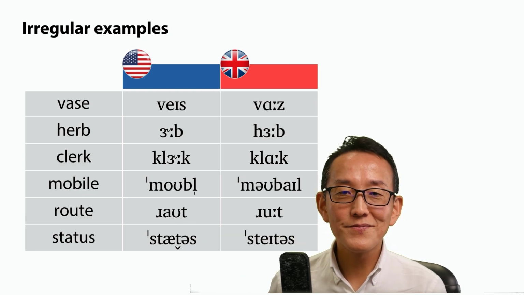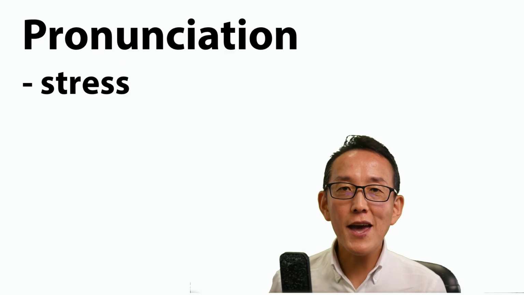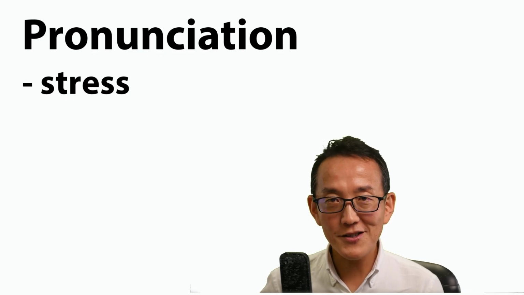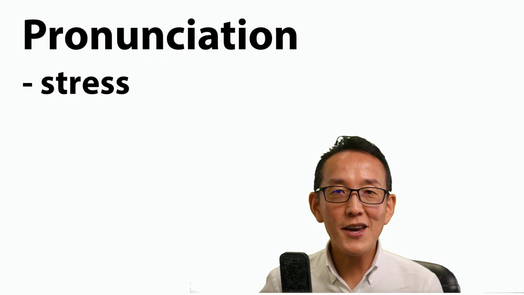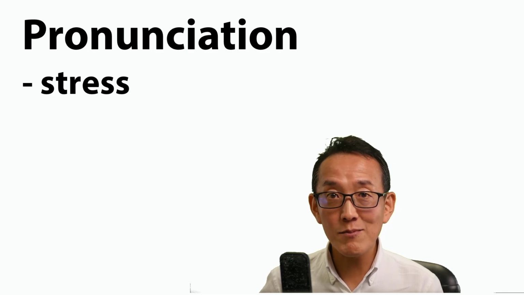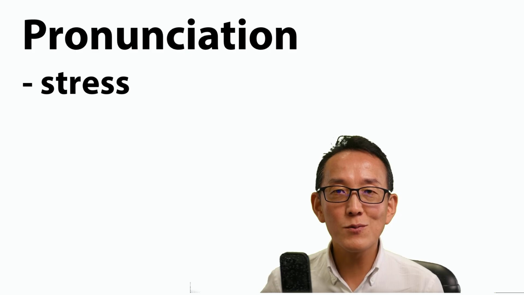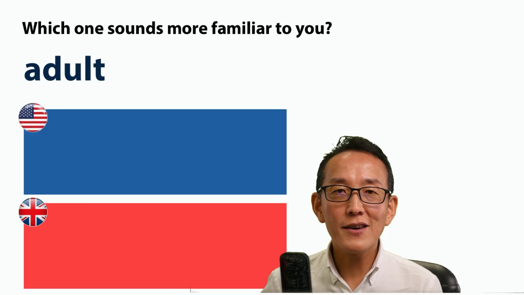All right. So far, we have looked at differences in vowels and consonants. Now let's look at another aspect of pronunciation, stress. So in some words, British and American English use exactly the same sounds, but the stressed syllable is different. So let's start with this word. Okay.